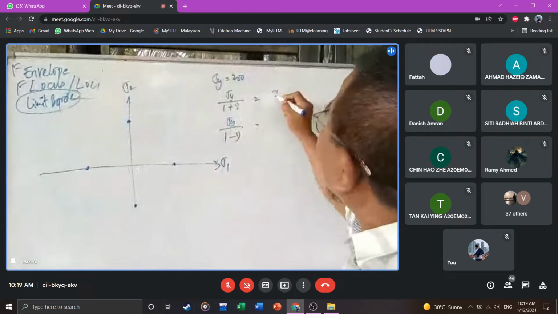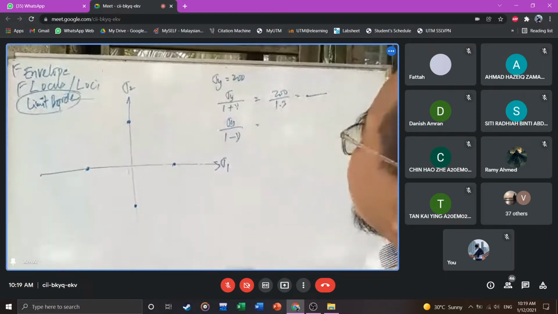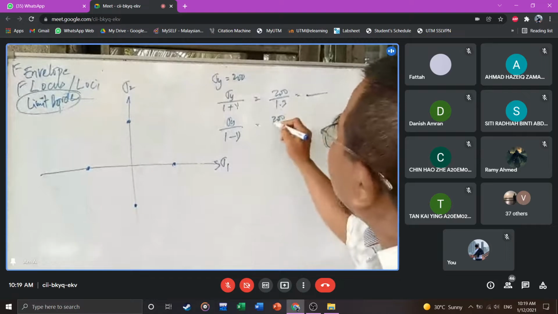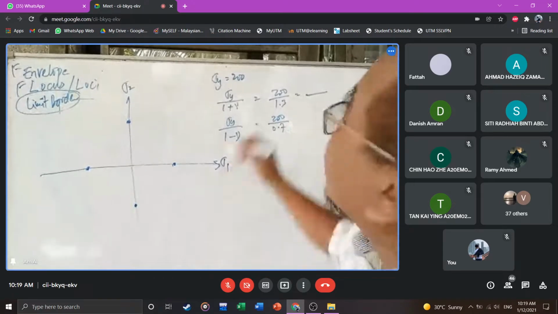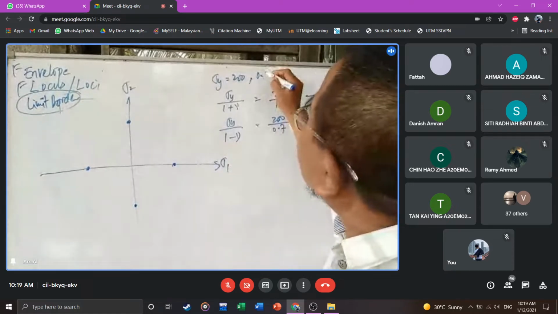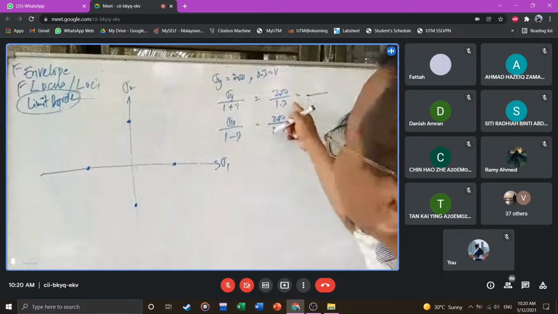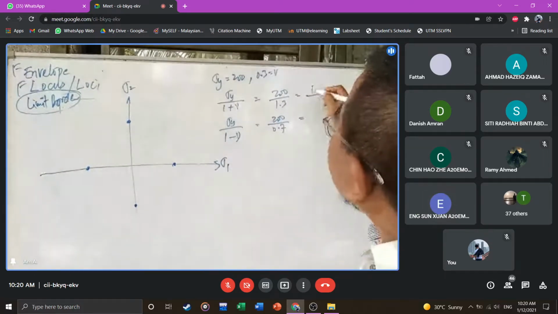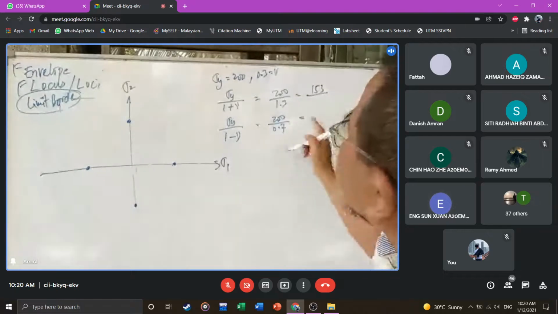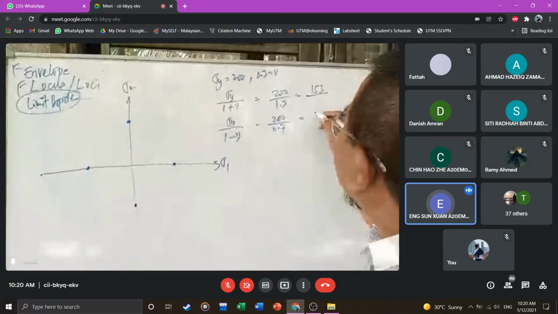This is 200 divided by 1.3. What is the value there? The other one is 200 divided by 0.7, which is 1 minus 0.3. Let's say the Poisson ratio is 0.3. What is the value there, please? This one? 153.85. 153. This one? 285.71.